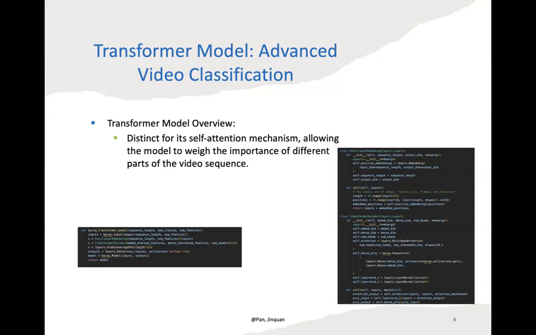In a transformer model, we have specific four layers also. The first layer is the positional embedding layer. It's to imbue the model with a sense of order of frames in the video. Then the transformer encoder with self-attention for capturing complex long-range dependencies across the frames, and the global average pooling and then softmax layer for class prediction.